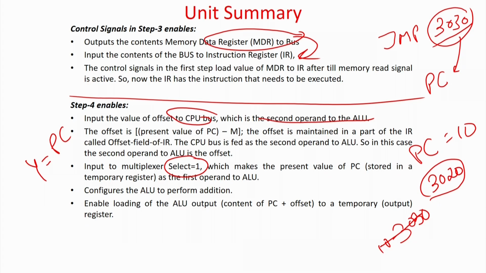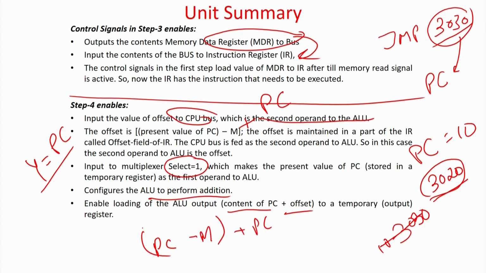So, now Y is another input to the ALU, it is the PC, and this is your offset, which is nothing but present value of PC minus M. Then you configure the ALU to do the addition operation. So, finally what you are doing is the content of PC, which is in Y, plus the offset. So, basically present value of PC minus M, that value already is the offset, plus PC. In fact, you are going to take the mod of it. So, basically they will cut out and you are going to get the value of M, which in this case is 3030, and which is loaded to a temporary register, that is your Z.